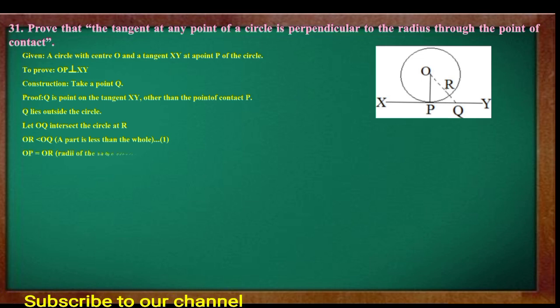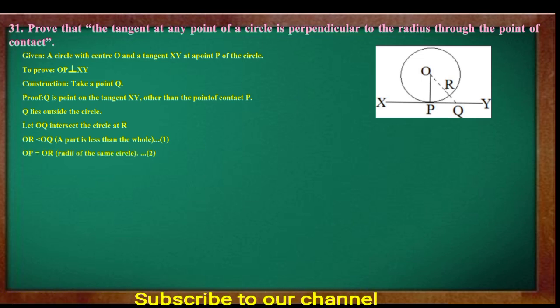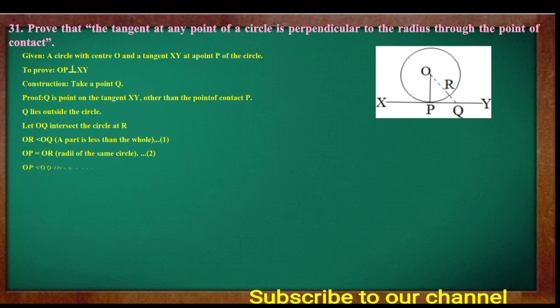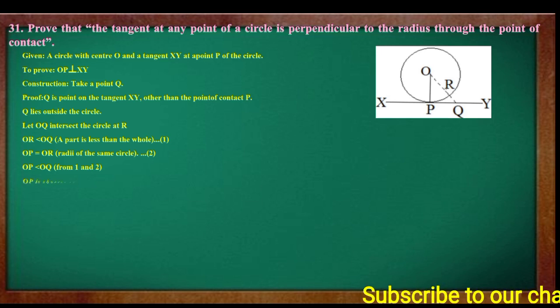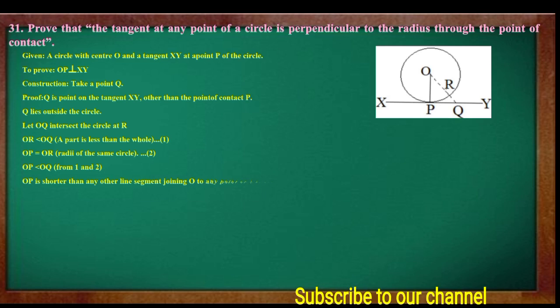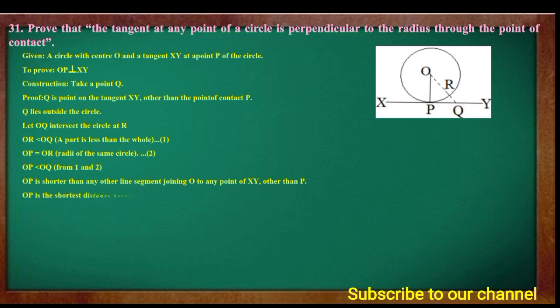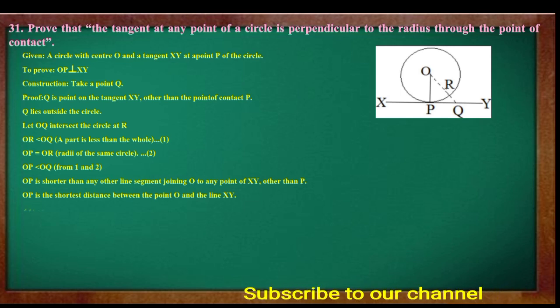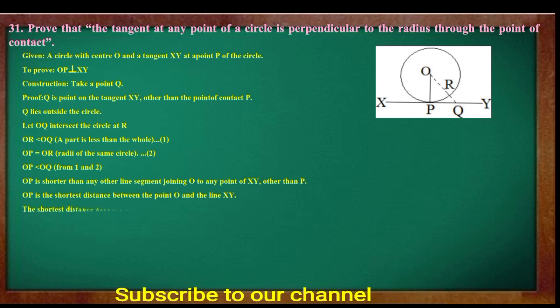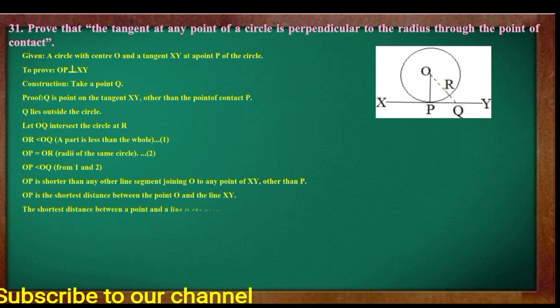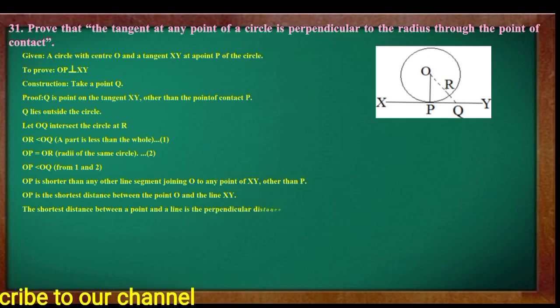OP is equal to OR, since radii are equal. So OP is less than OQ, from 1 and 2. OP is shorter than any other line segment OQ to any point on XY other than P. OP is the shortest distance between the point O and XY. The shortest distance between a point and a line is the perpendicular distance.